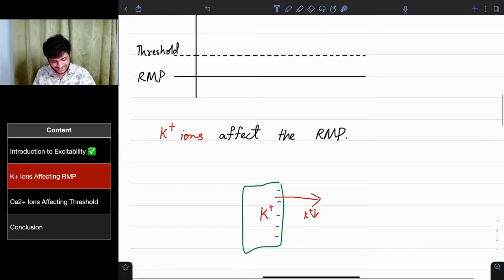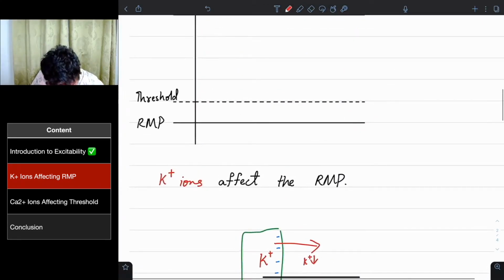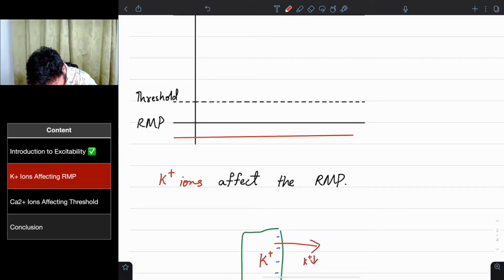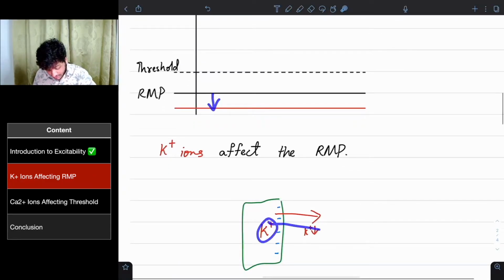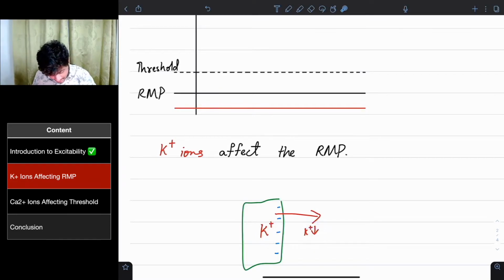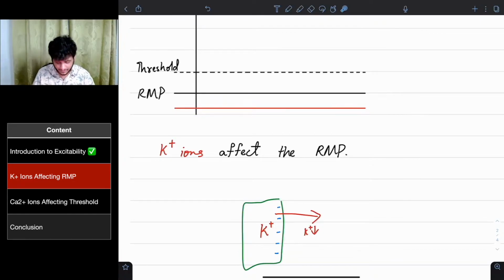So I can draw the line here that if the potassium ions concentration outside of the cell decreases, the resting membrane potential would become more negative because potassium ions diffuse out, and because positive ions are leaving the cell, inside of the cell becomes more negative. So the resting membrane potential becomes more negative, okay?